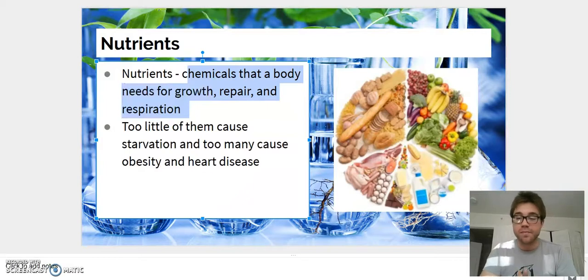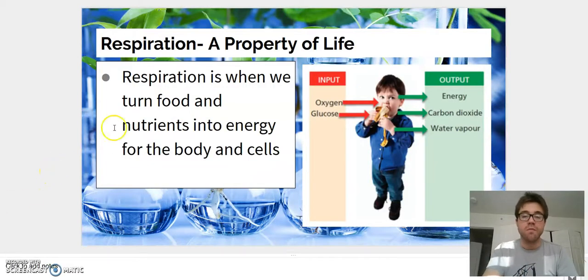Now, just as a little review here, nutrients play into one of our properties of life. And that property is the property of respiration. Remember, respiration is when we turn food into energy. Food into energy. All right, so now let's begin talking about the different biological molecules.